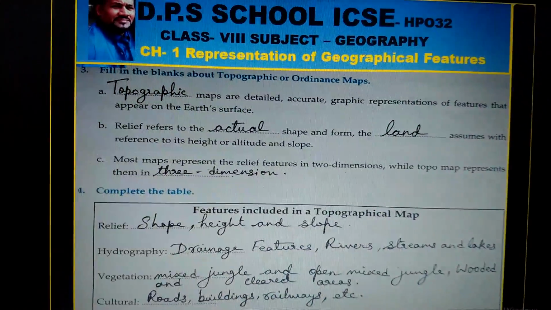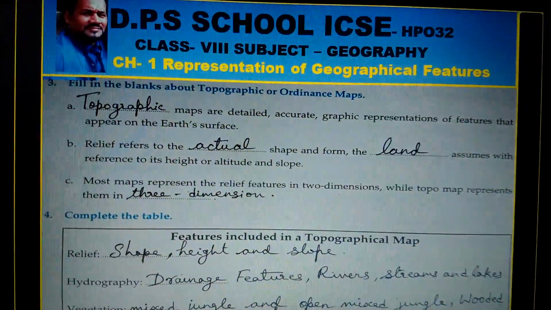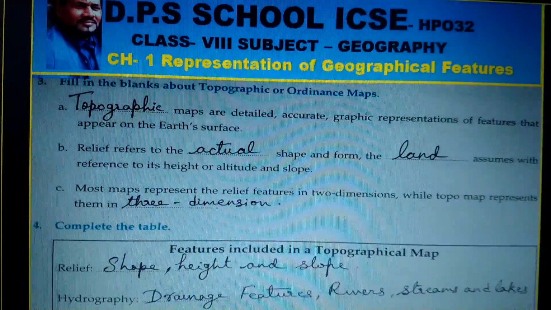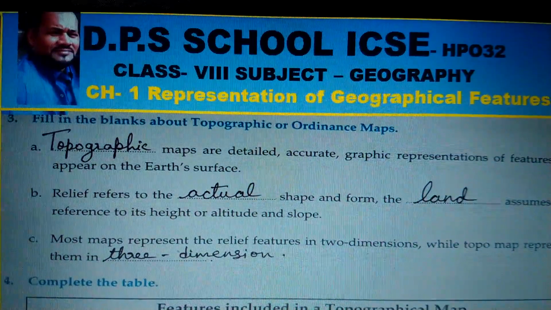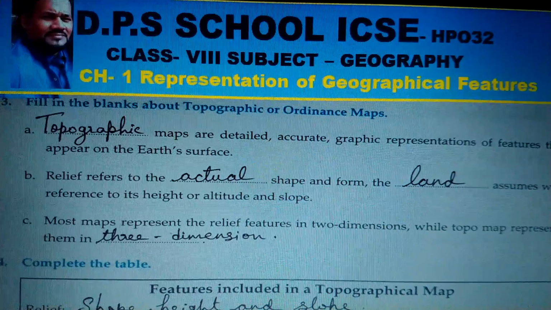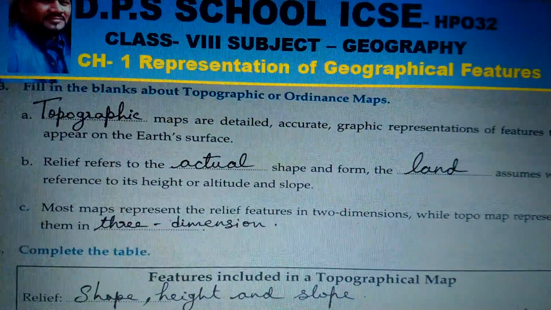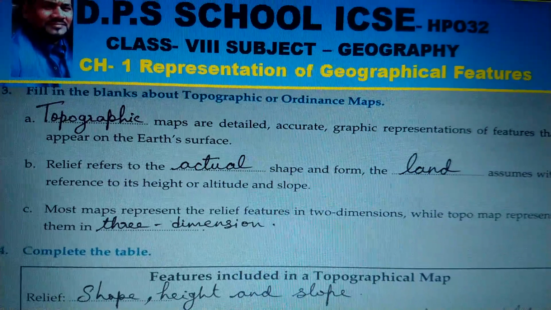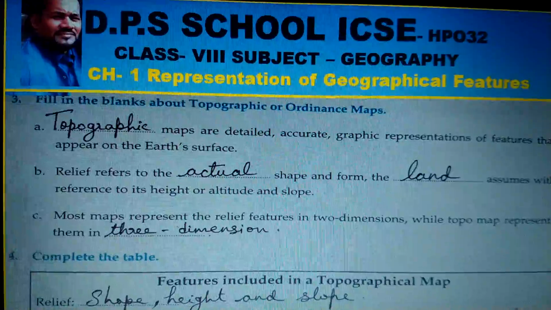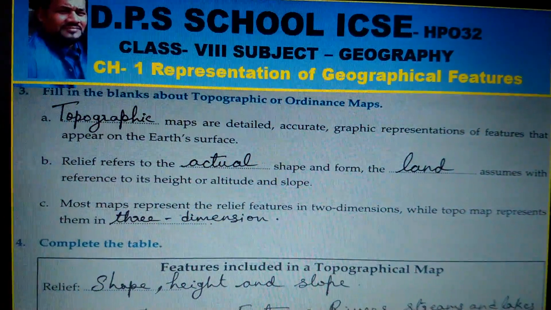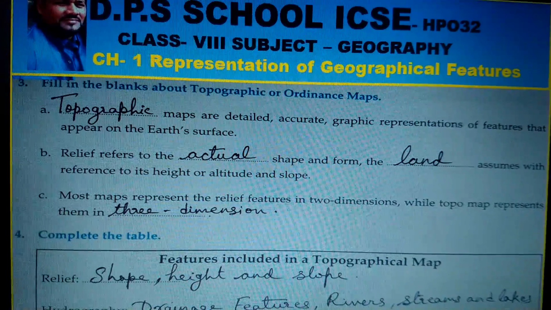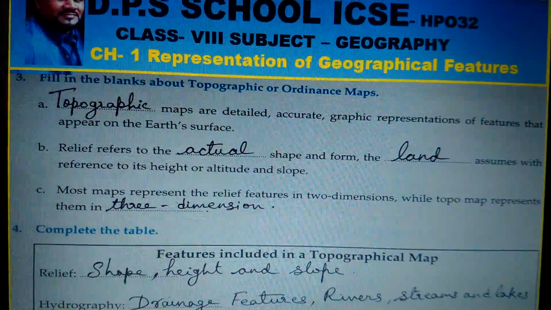Yes, now we come to fill in the blanks about the topographic or ordnance maps. A. Topographic maps are detailed, accurate graphic representations of features that appear on the Earth's surface. B. Relief refers to the actual shape and form the land assumes with reference to its height or altitude and slope. C. Most maps represent the relief features in 2 dimensions, while the topo map represents them in 3 dimensions.